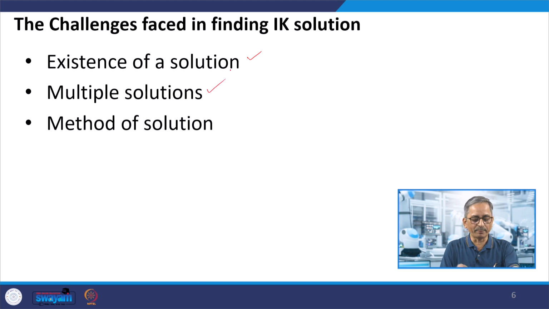Then we may have the problem of multiple solutions. To reach one position and orientation of the end effector, there can be more than one way. So, the question arises which way we should select. That is also going to be a challenge, and then how do we get the solution? What method are we going to adopt for getting these solutions, as these equations are nonlinear equations? So, we will look at these challenges one by one.